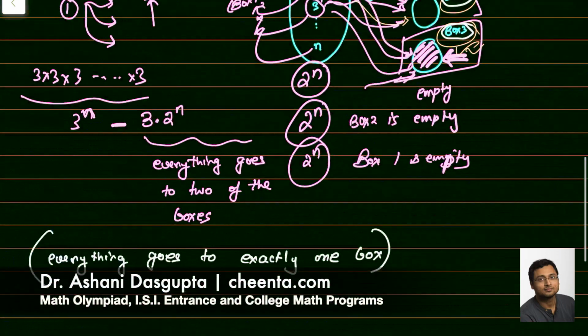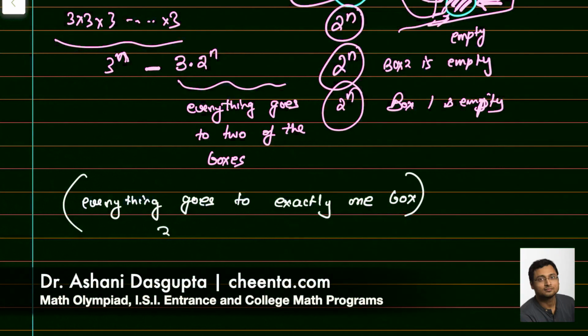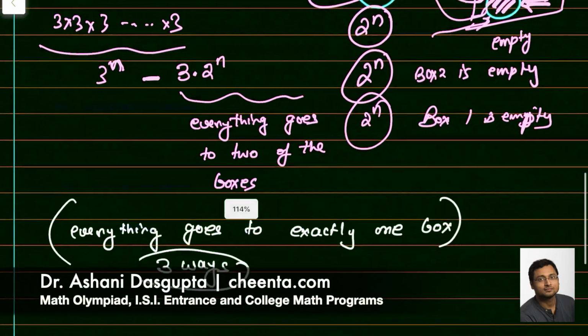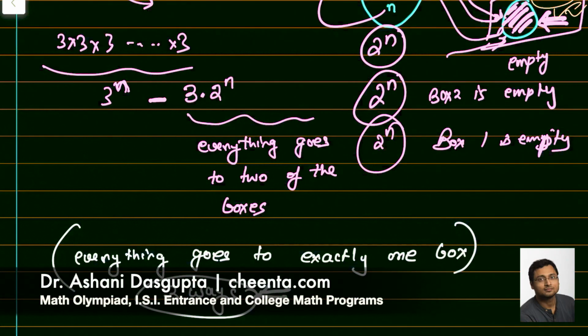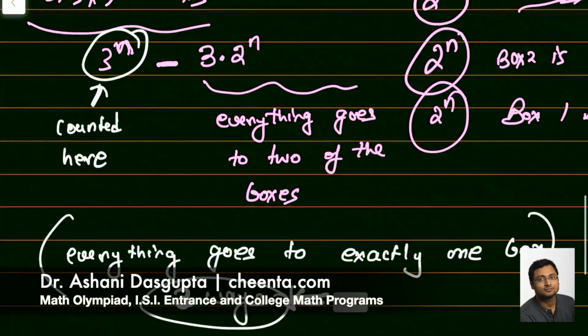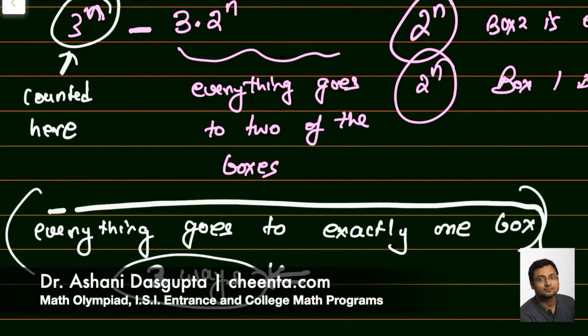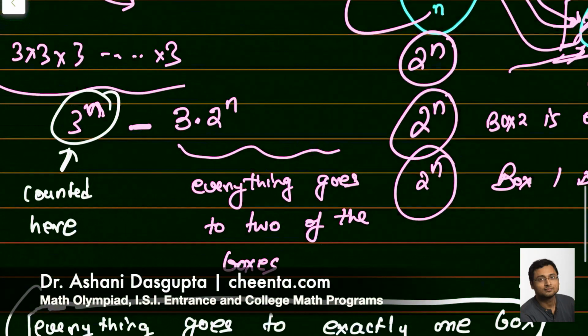Okay, so how does that happen? Well, there are exactly three ways, right? Because everything goes to box 1, everything goes to box 2, or everything goes to box 3. So exactly three ways in which everything goes to exactly one box happens. So these three ways were counted here. So when I computed 3 to the power n, three of those 3 to the power n cases was this case where everything goes to one box. Okay, so we counted it here.